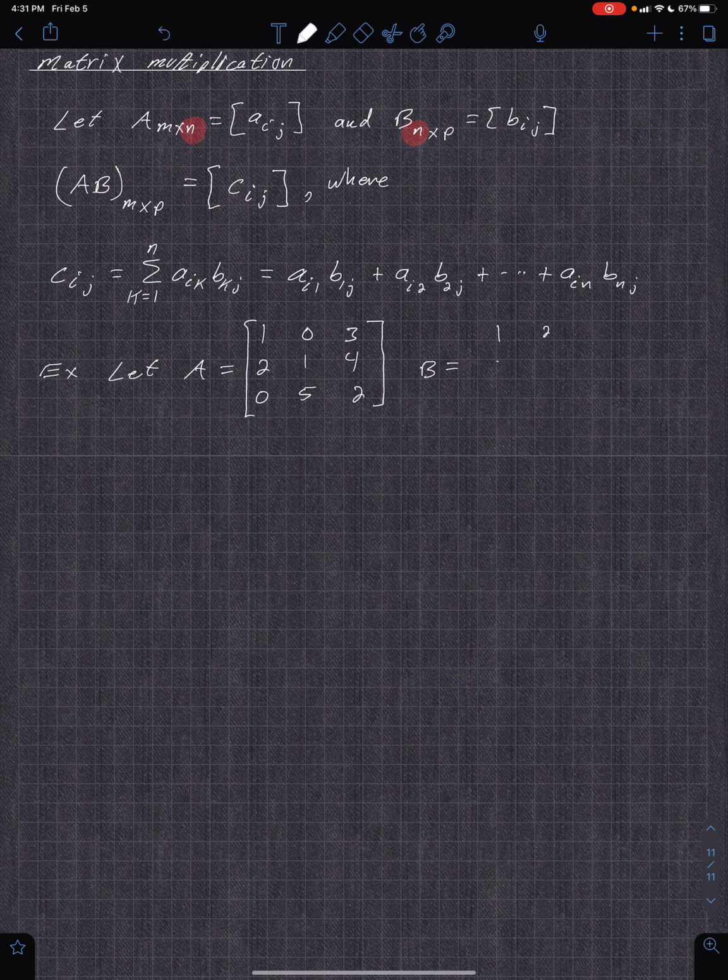So the resulting matrix ends up being the outsides. So these have to match. This is the resulting matrix, which is 3 by 2. And then these have to be equal or match. So those are equal, and this outside is the result. It's like what you get.